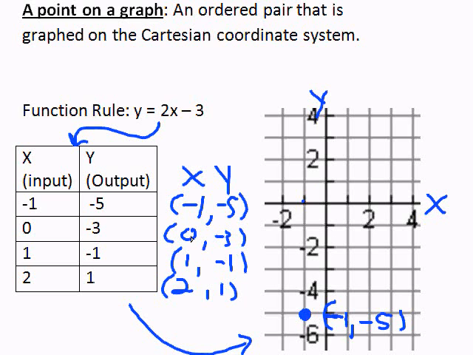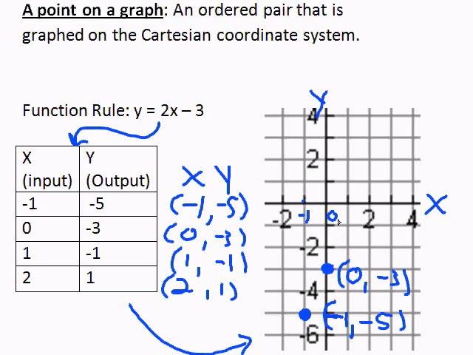Let's try another one, (0, -3). The x value is going to be 0, so this is -2, -1, 0. So x is right here. Y is -3, so we go down. 1, 2, 3. And here we have (0, -3).